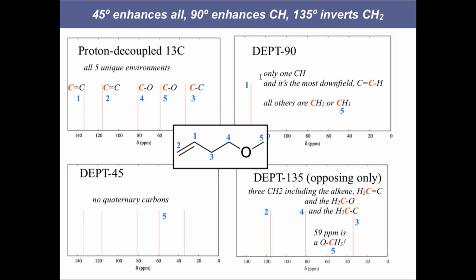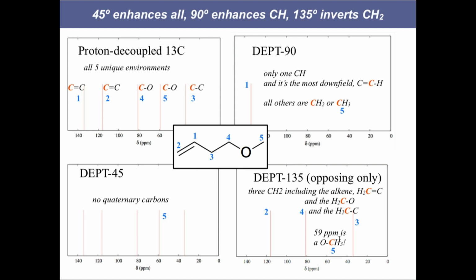The other carbon that was double bonded was this one here. That's our peak 2. And our peak 2 shows up in the DEPT 135, opposing only, which means that that's a CH2. So that is a terminal alkene. Carbon 1 is a CH alkene. Carbon 2 is a CH2 alkene. So that's carbon 1 and carbon 2.